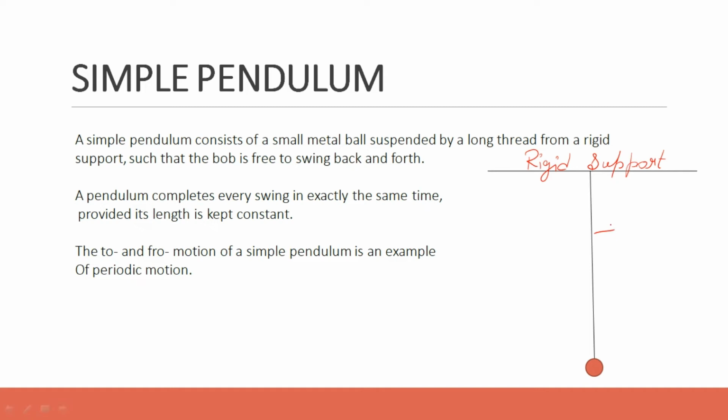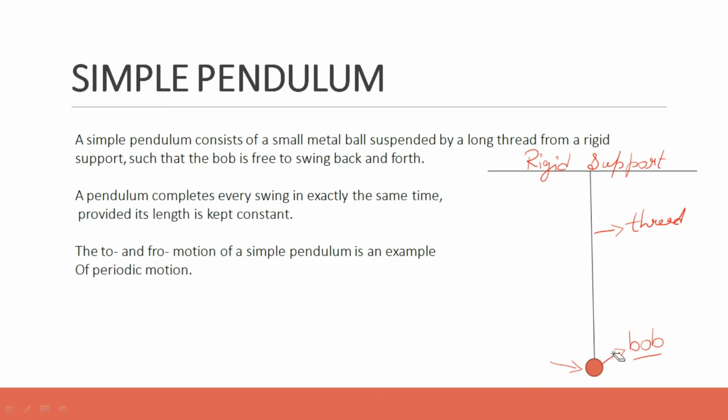Then we need a thread. So this is the thread of a simple pendulum. And lastly, we need a bob. This is a small metal ball which is known as the bob. Right. So this way you can make a simple pendulum. In this simple pendulum, you just have to apply a force from this side, and this bob will start moving from one side to the other side, and from one side again to the other side. Right. So we will see the motion of this bob also.